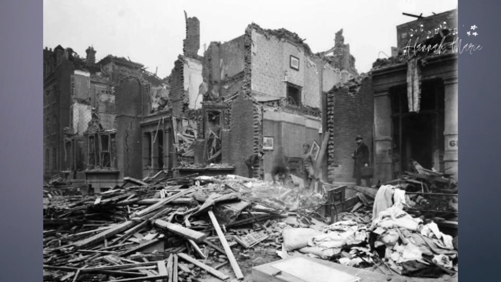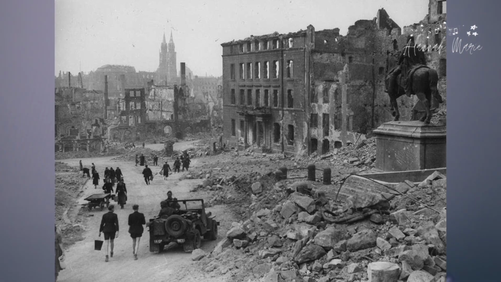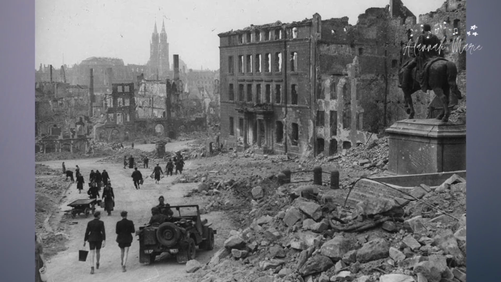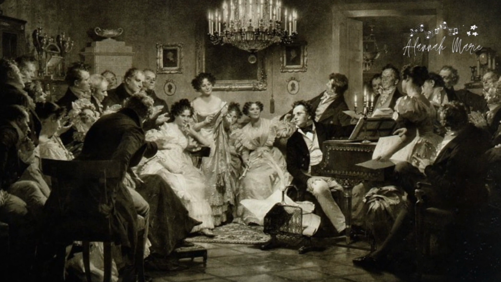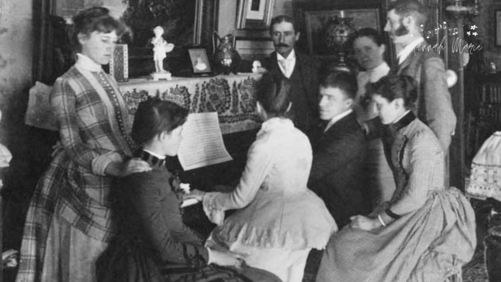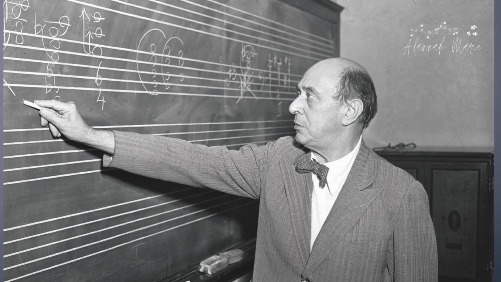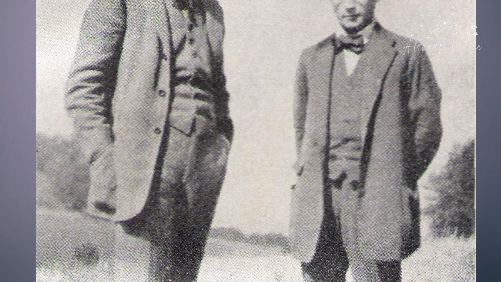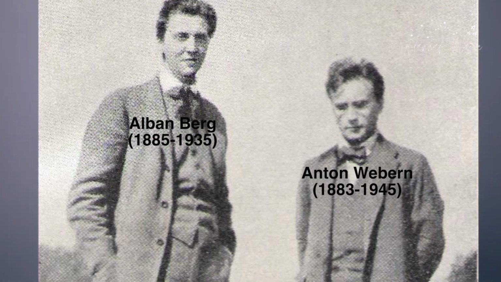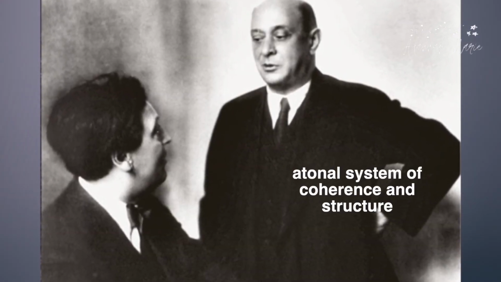Serialism emerged in the aftermath of World War I, a period marked by profound social, political and cultural upheaval. The late Romantic era's lush harmonies and expressive excesses had reached their limits, leading composers to seek new ways of organising musical material. So Arnold Schoenberg, along with his students Alban Berg and Anton Webern, sought to create a system that provided coherence and structure without relying on traditional tonality.